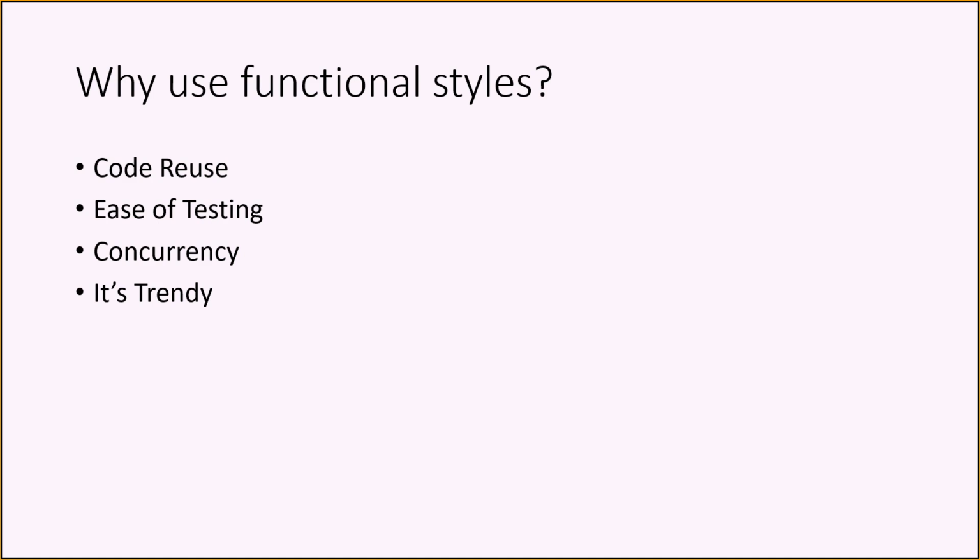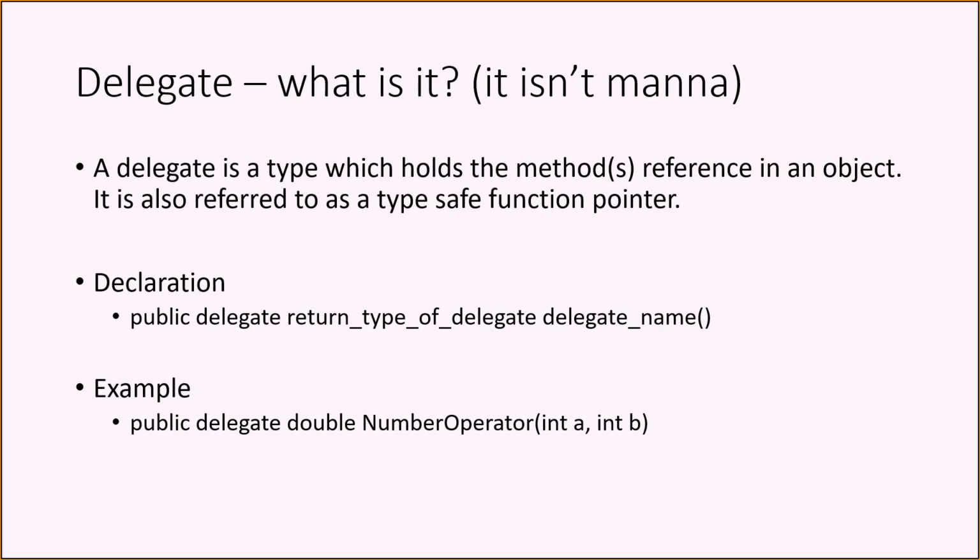So one of the key components of functional programming centers on the idea that functions can accept functions as parameters. C# achieves this through the use of something called delegates. So delegate, what is it? Well, it isn't manna, right? A delegate is a type which holds the method or methods reference in an object. It is also referred to as a type-safe function pointer.